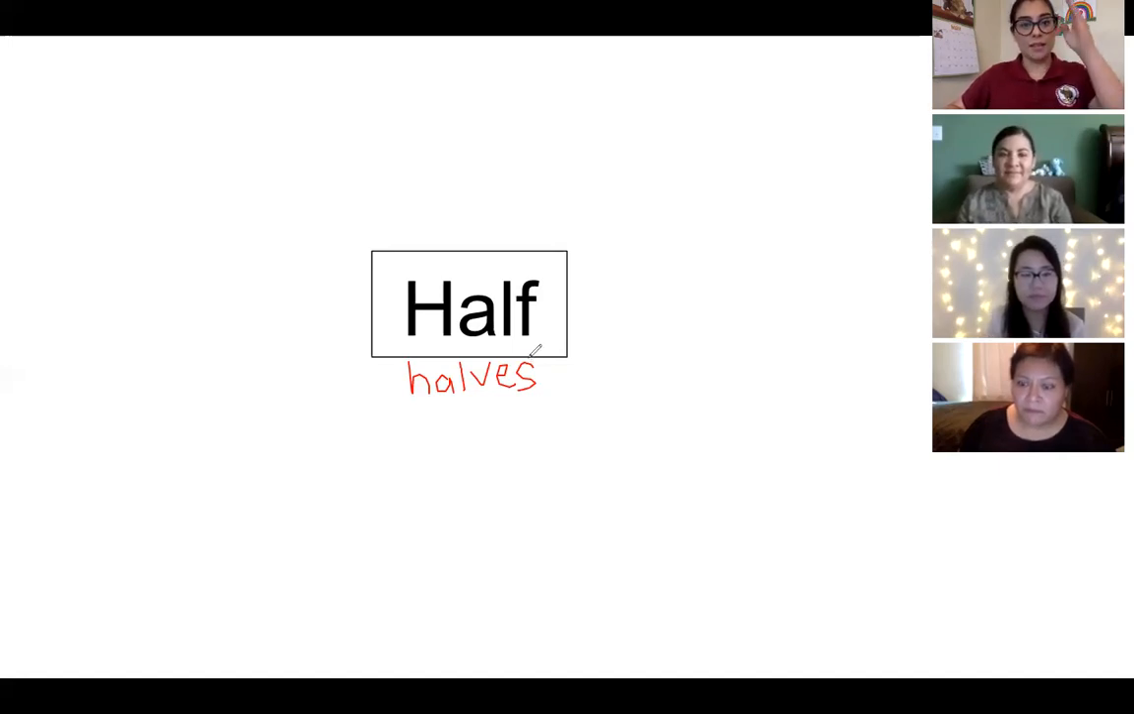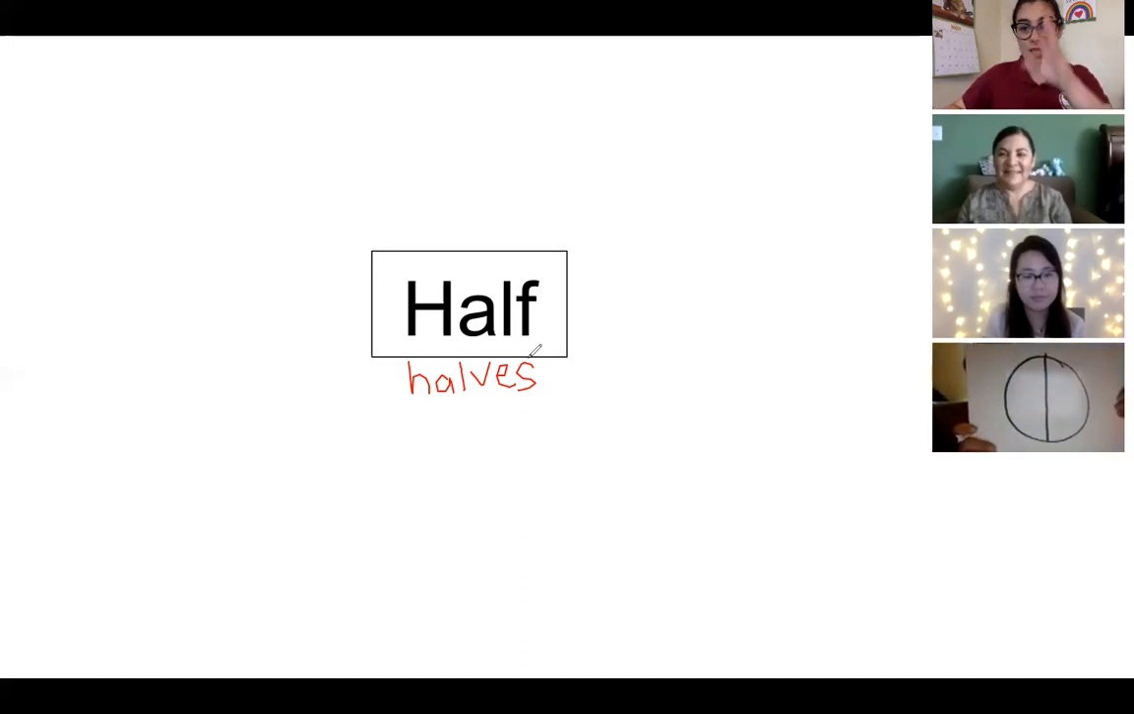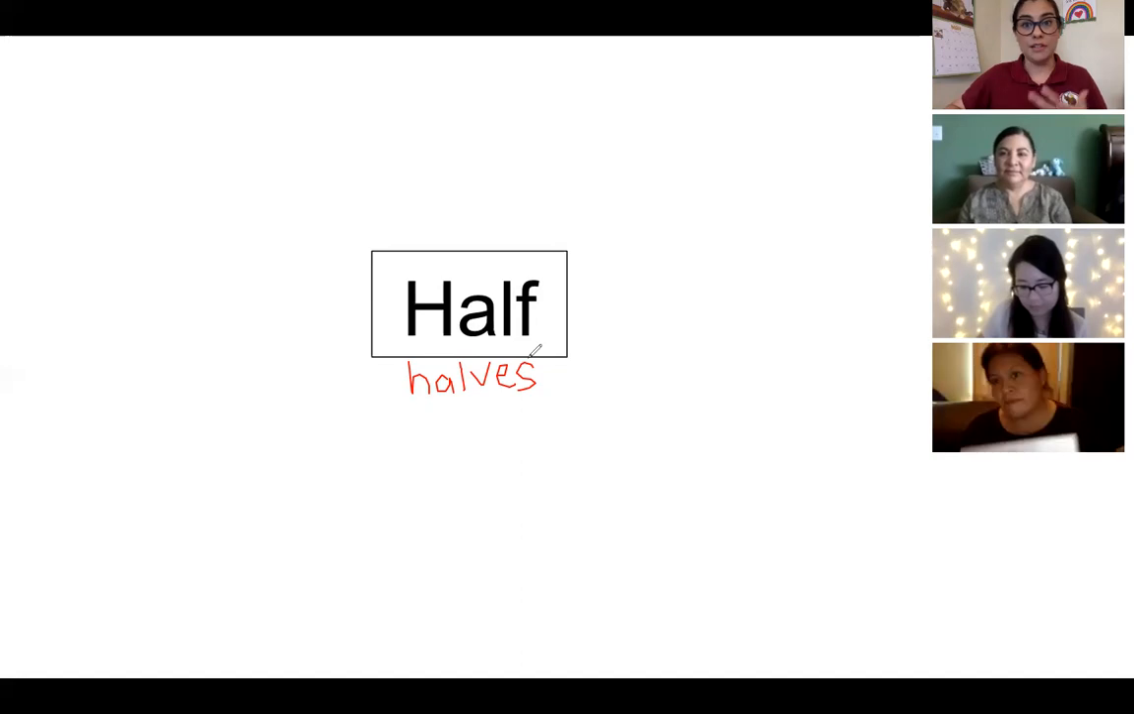We can think of something cut, like Ms. Rosales showed us in her circle. Can you show us again, Ms. Rosales? So that's a half where we have a shape and it's cut equally into halves, two parts. Or we can talk about it in quantity, like Ms. Hernandez said. When we have, say, a smoothie, we can drink half of it, or if we have a piece of cake, we can eat half of it, or a cookie.